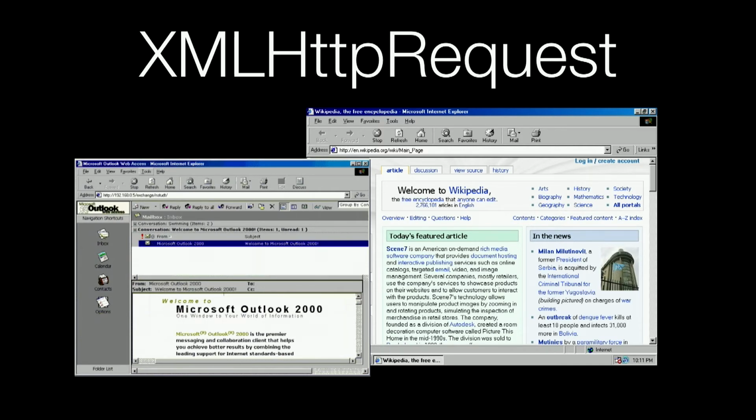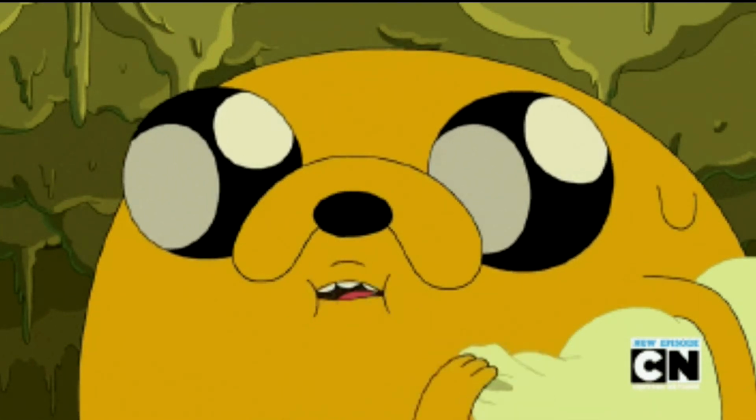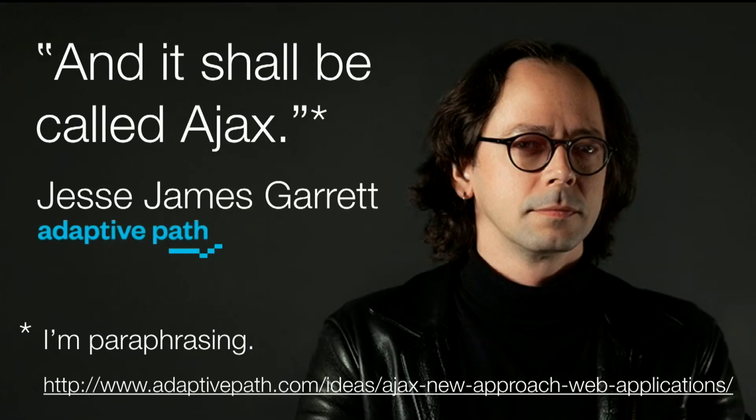And despite the name, data was not limited to XML. It really had nothing to do with XML. It was just a mechanism for asynchronous requests. Asynchronous. You may have heard of it by a different name. In 2005, Jesse James Garrett from Adaptive Path wrote a blog post describing a way of designing web interactions using XHR, and he called it Ajax.